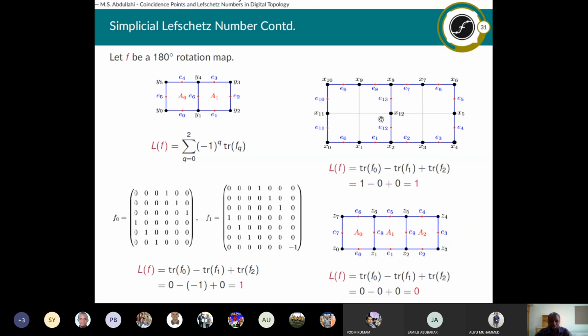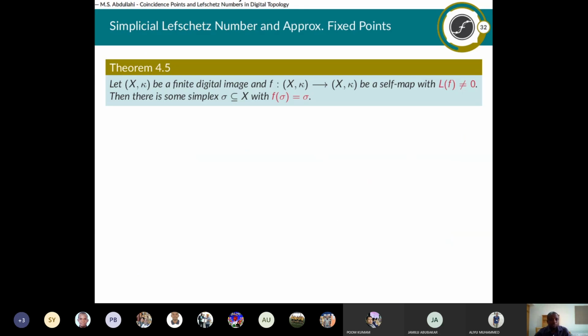But in this example, this is non-zero, so we expect to have either a fixed point or an approximate fixed point. But in this case, we know that this is already fixed. So therefore, we see that we already have a fixed point. But in this case, we obtain this to be equal to 0. So by our theorem, we cannot conclude whether we can have an approximate fixed point or a fixed point itself.